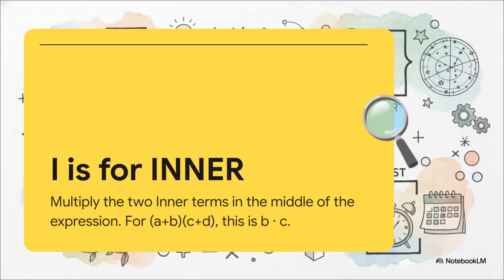If we did the outer terms, now we've got to do I for inner. These are the two terms that are smushed right next to each other in the middle. So B shakes hands with C. Three down, just one to go.